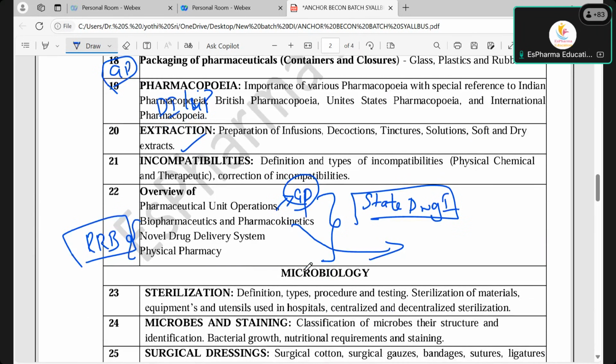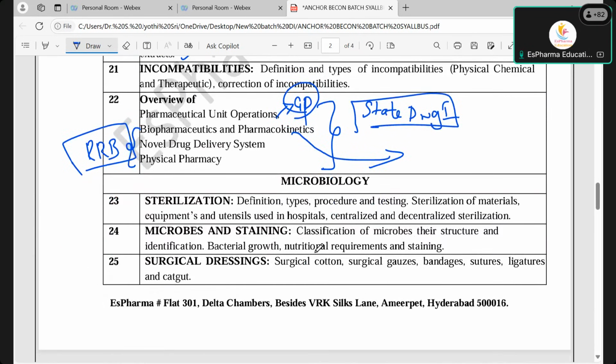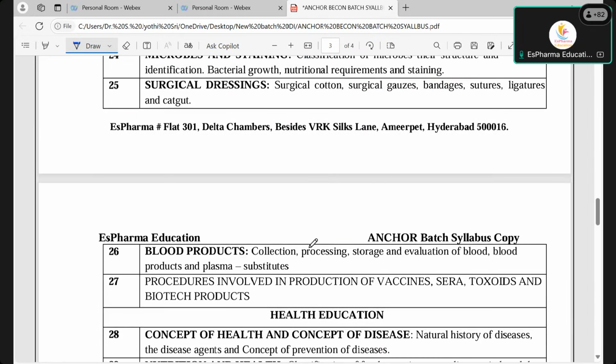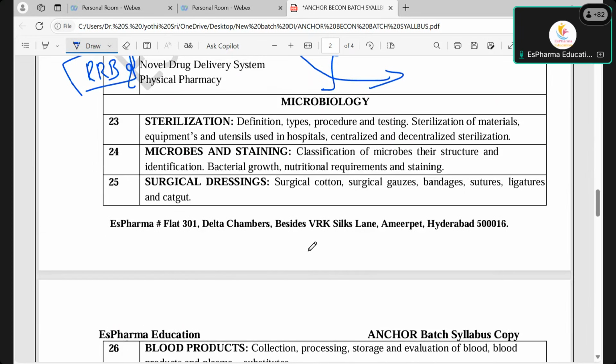Now, coming to microbiology. Microbiology is also a very important subject. People categorize subjects into minor and major, but I categorize them based upon the length and depth of the subject. Microbiology is an important subject, but as the topics are fewer, it is considered a minor subject. And this microbiology is important for both drug inspector as well as government pharmacist, both state as well as central.